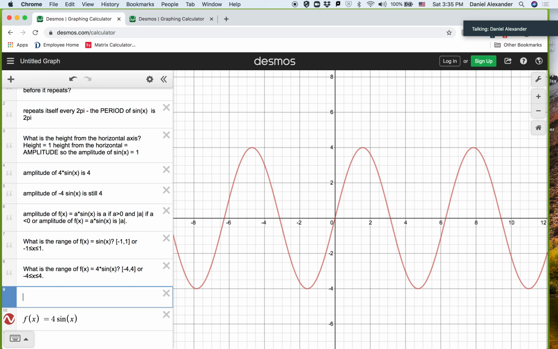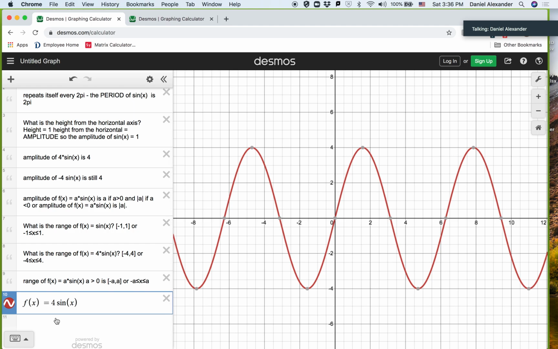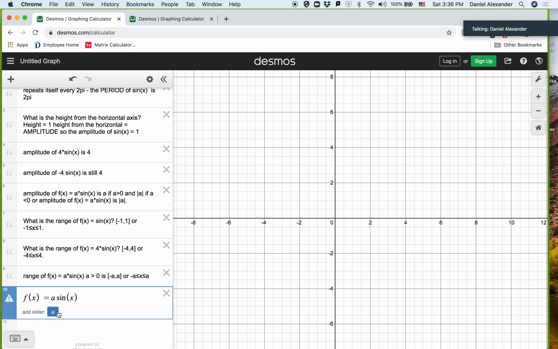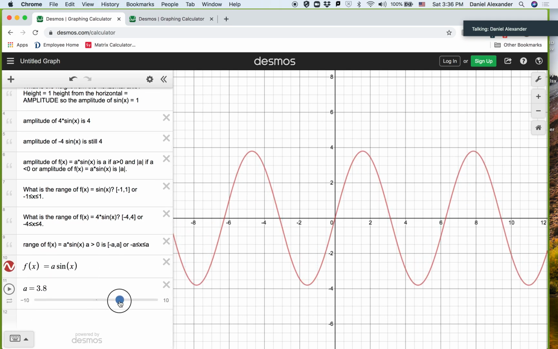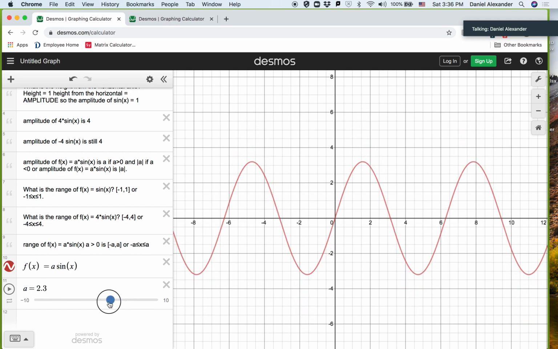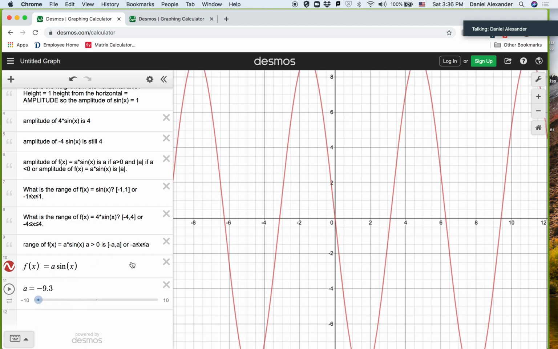So what we can say is that the range of f of x equaling A times sine x, where A is positive, is going to be, notice how it connects precisely to this, minus A to A, or minus A is less than or equal to x, less than or equal to A. Okay. So here, just to reinforce that, I'm going to change this to an A, and we have a slider. And notice that as A changes, so does the amplitude, so does the range. So the key is that the range is really closely tied to the amplitude.